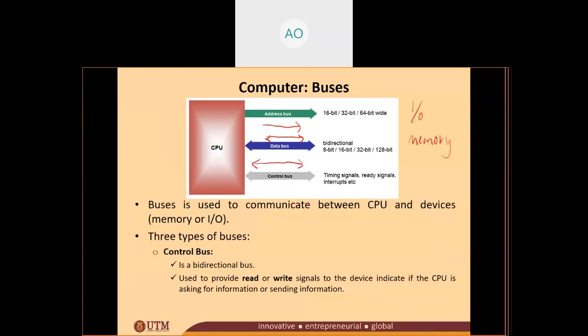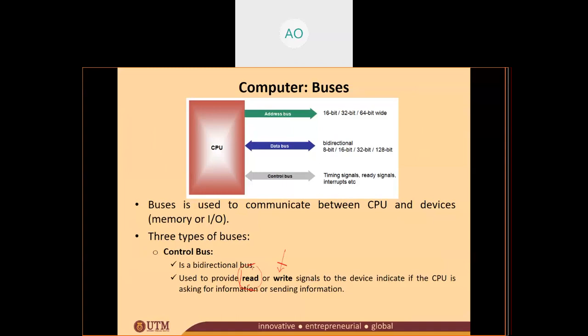Okay, so let's look at the control bus. What does the control bus do? It's a bi-directional bus. This control bus is used to provide a read or write signal to the device, to indicate if the CPU is asking for information or sending information. For example, if you're going to read data from your input, the control bus will send a read signal, which is asking for information from your input. If you're going to send data out from the CPU to your monitor, for example, the control bus will give a write signal, which is to send information from the CPU to the output.